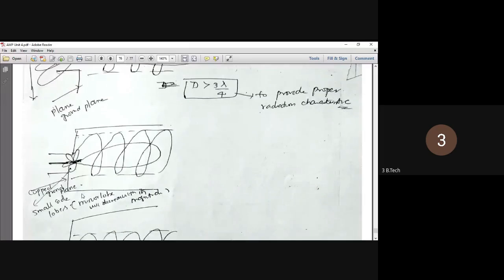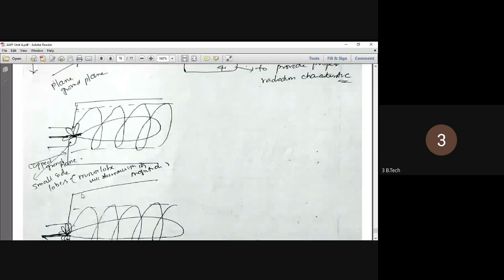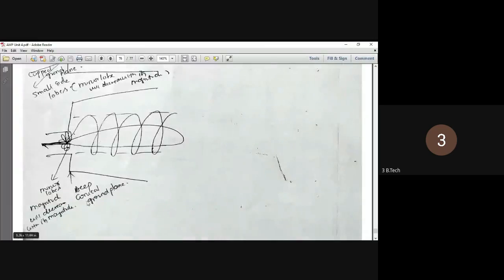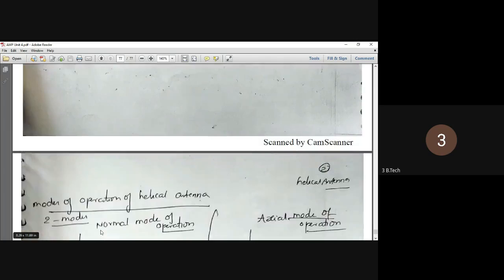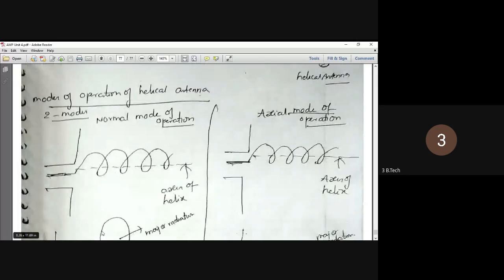But when we come to the coupled ground plane, you'll be having small side lobes. Minor lobes will decrease in magnitude. Small side lobes we are seeing here. And while we come to the deep conical ground plane, here you can see fewer minor lobes, right? But how is the radiation pattern here?